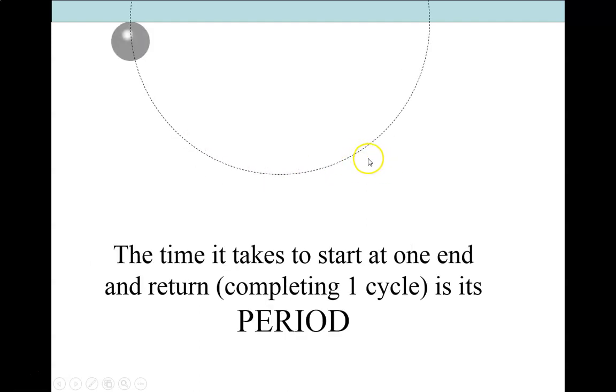The time it takes for one complete oscillation is known as the period, just as before. And the period is the time it takes to go from one end to the other end and all the way back.